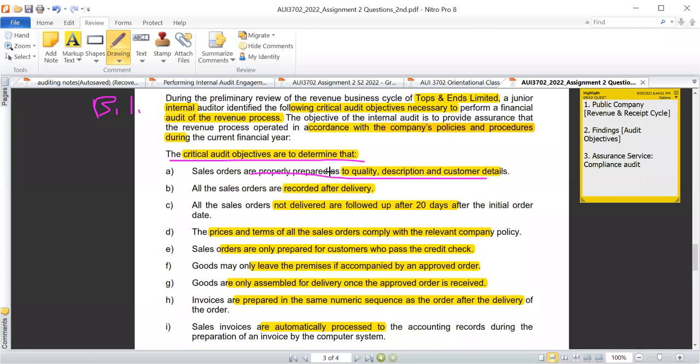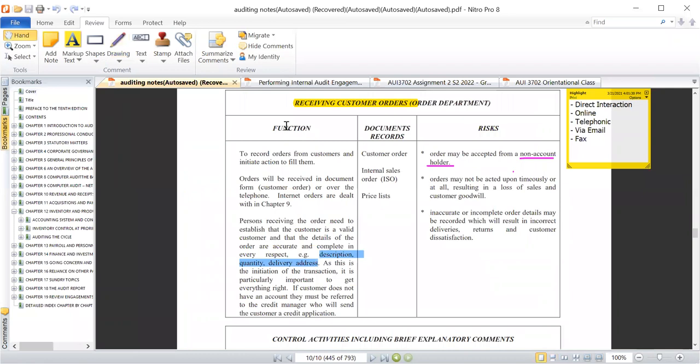So what I want you to observe is this. You are looking at what is happening during the ordering function. These are the documents they'll use: customer orders and internal sales orders. And by the way, the internal sales order is exactly what they're talking about, reflecting things like the quantity, the description, and of course, the customer details. But the danger now is that orders may be accepted from a non-account holder. Orders may not be acted upon timely or at all, resulting in a loss of sales and customer goodwill. And the one which is more relevant to what we are given: inaccurate or incomplete order details may be recorded, which will result in incorrect deliveries, returns, and customer dissatisfaction.